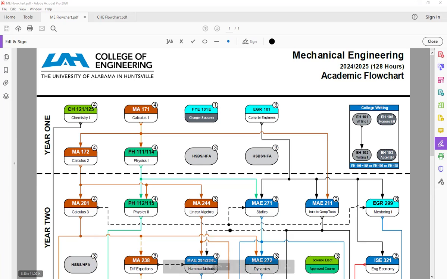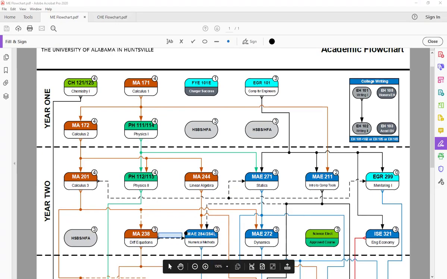There are also some dotted lines. These represent what are called prerequisites with concurrency. You can see that there's a line that starts here at Calculus 3 and branches to statics. This means that you can take Calculus 3 before statics, or you can take them in the same semester, but you can't take statics before Calculus 3. The same is true anywhere else you see a dotted line.